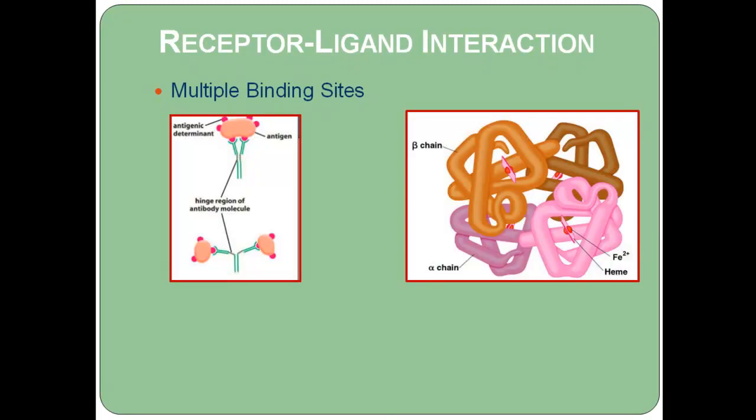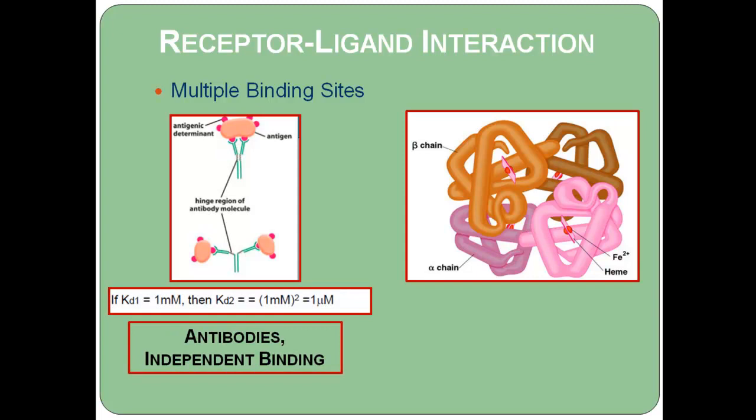Okay, so we now know how to quantify the interaction between one specific site. But what if there's more than one site? Take, for instance, hemoglobin and antibodies. Hemoglobin has four binding sites, while antibodies have two binding sites. In the case of antibodies, the two binding sites are independent of each other. What this means is the combined KD of simultaneous binding sites is found by squaring, or multiplying, the KD for each binding site. So in this example here, the KD for one site is 1 millimolar, and the KD for the second site is also 1 millimolar, and together the KD for the combined antibody is 1 micromolar.